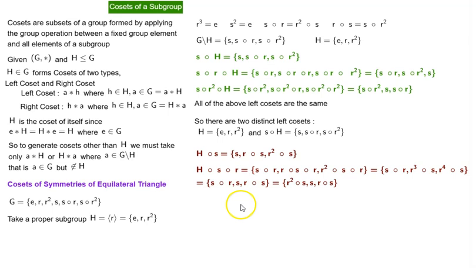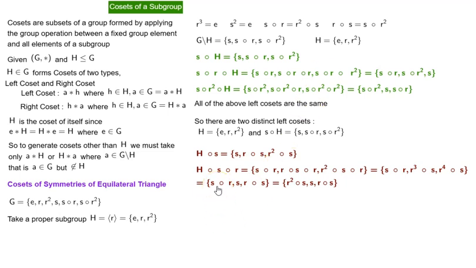Okay, we can simplify it further. So we have S times R cube, which is E, the identity. So S. R to the power of 4 is R. So R times S. Here, since this is a right coset, make sure that the elements from the group are on the right and the elements of H are on the left.